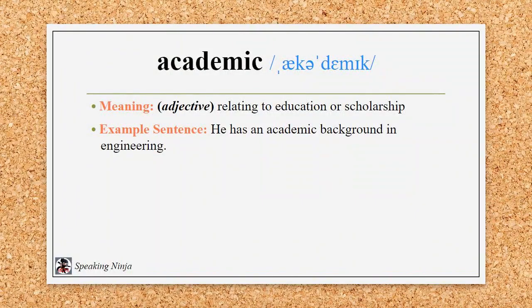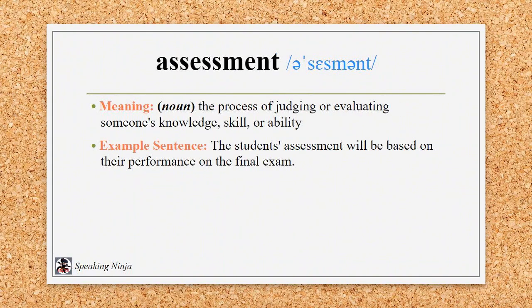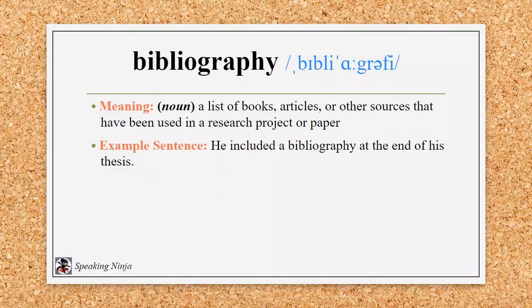Academic, relating to education or scholarship. He has an academic background in engineering. Assessment, the process of judging or evaluating someone's knowledge, skill, or ability. The student's assessment will be based on their performance on the final exam. Bibliography, a list of books, articles, or other sources that have been used in a research project or paper. He included a bibliography at the end of his thesis.